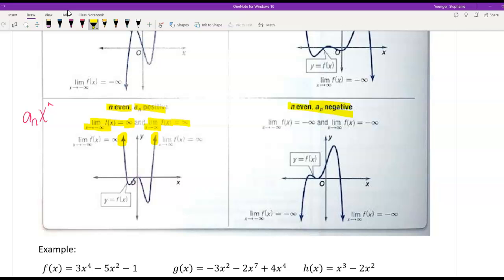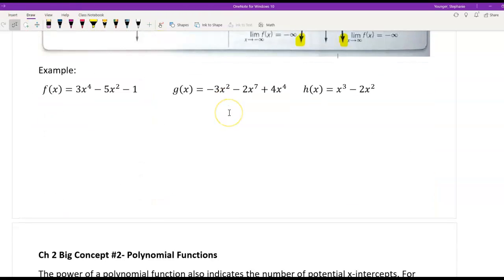And then conversely, if a sub n is negative, we're going in the negative direction for our limits. So let's take a look at some examples. So here we have example 1. Our a is 3, which is positive, and our n is 4. Now remember, a and n both refer to the leading coefficient, the one with the highest power.